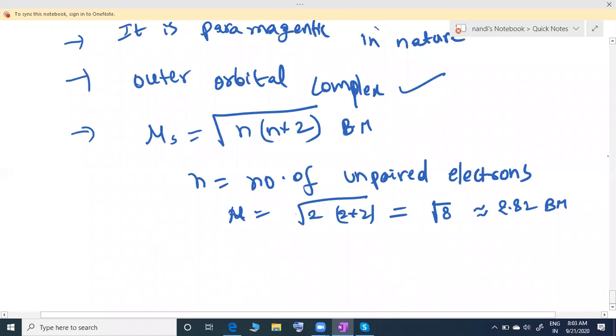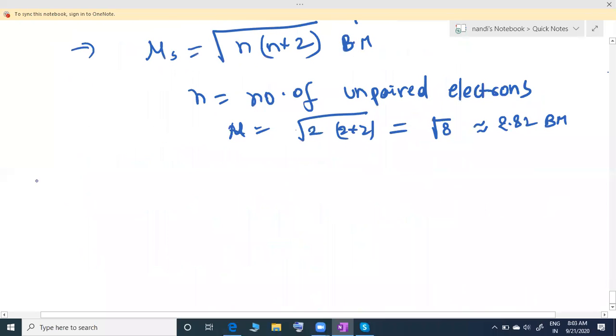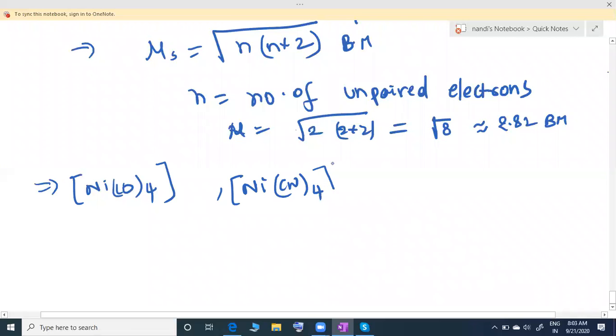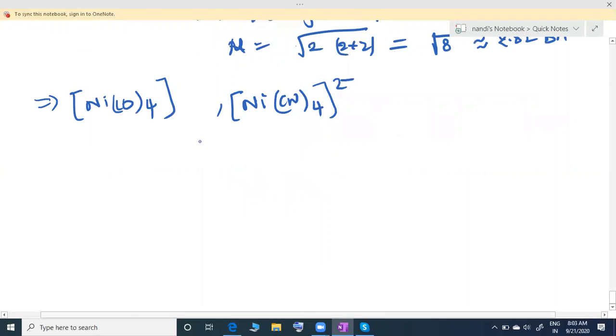This is one of the complexes they have asked many times in previous JEE as well as NEET questions. And 2 more complexes are there. These are direct questions we get. You can expect this type of question in any exam, JEE, NEET, even local state exams. And one more complex, Ni(CN)4. These are the complexes they ask very frequently. So I'll try to discuss these 2 complexes also. Ni(CN)4, you can write.